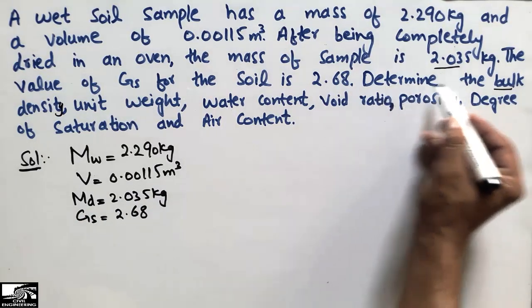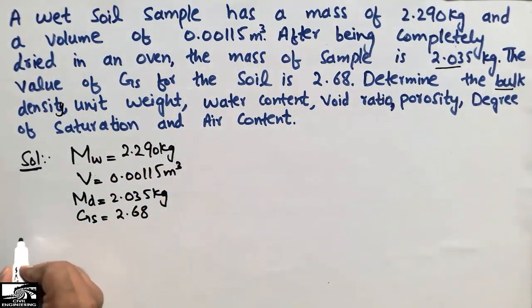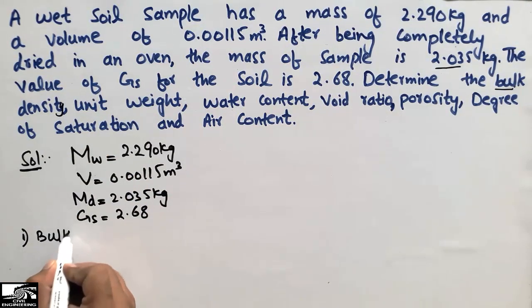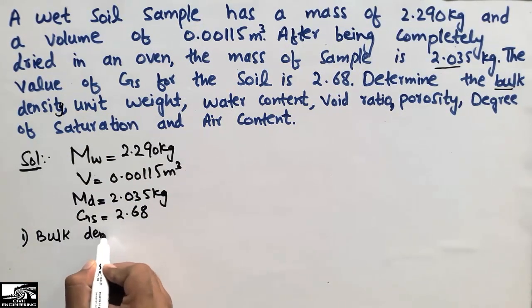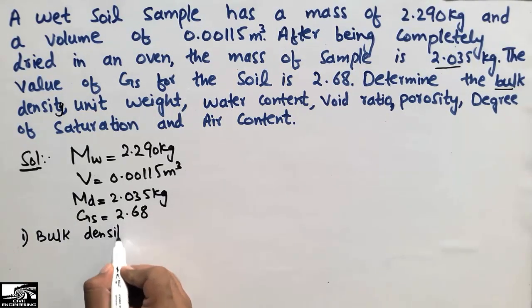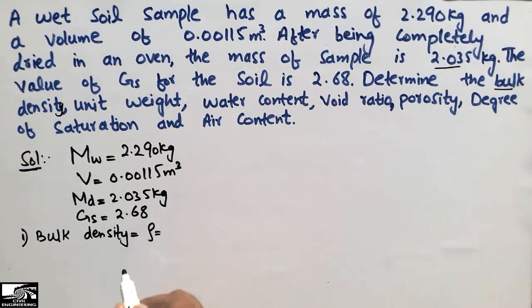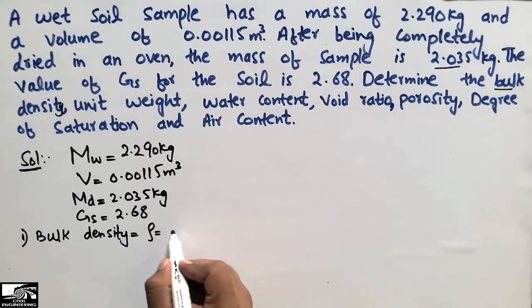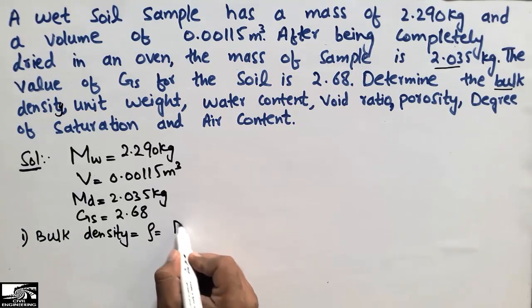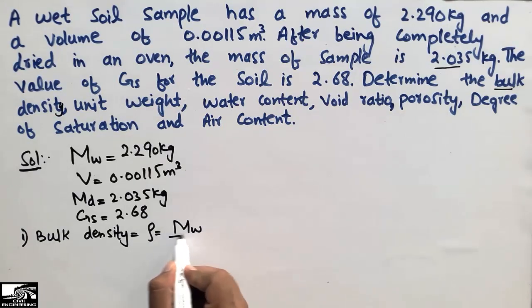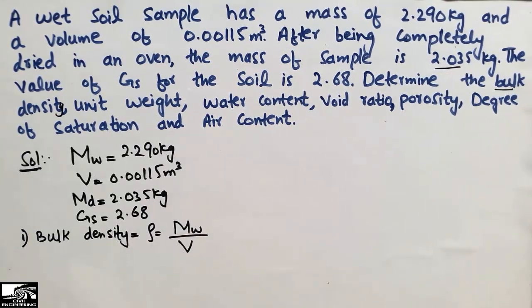So the first one is to determine the bulk density, right? Bulk density is unknown to us, so we can write it here. Bulk density is equal to the mass per unit volume, right? Mass per volume. So we can write it as the wet mass divided by the total volume. We will get the bulk density of the soil sample.